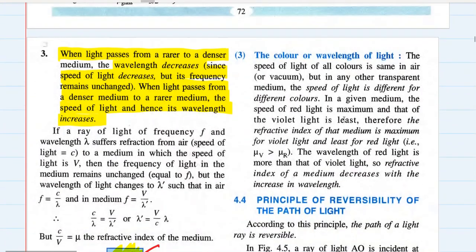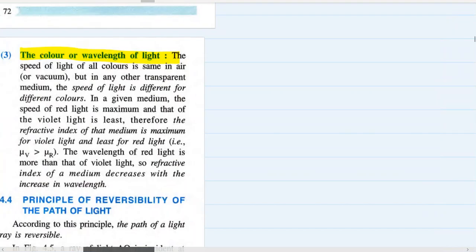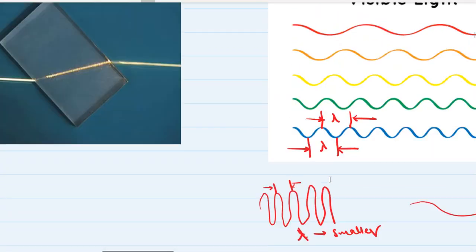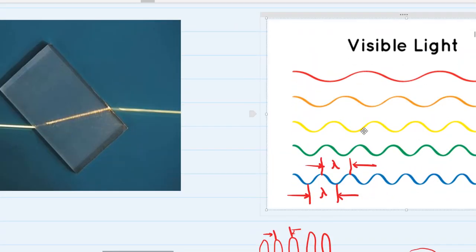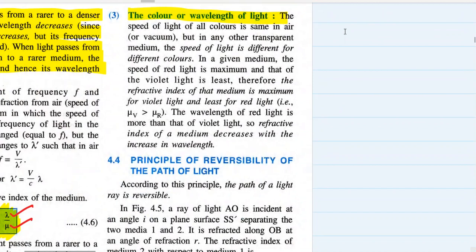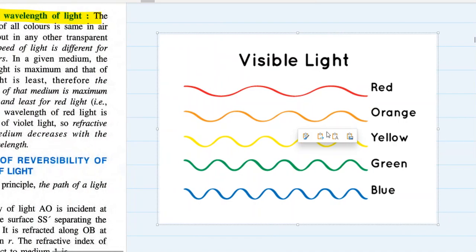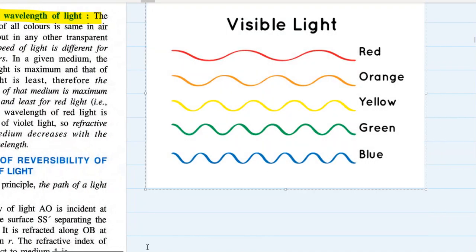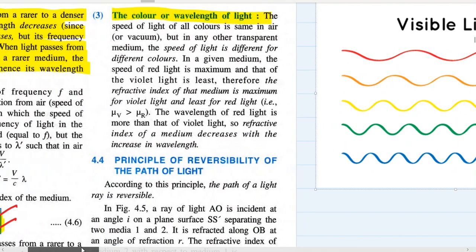And the third is color or wavelength of light, which we have just seen. I've just shown you the color, how the color or wavelength of light matters. Let me copy this image right next to the topic which we are studying. Okay, so what are they saying?